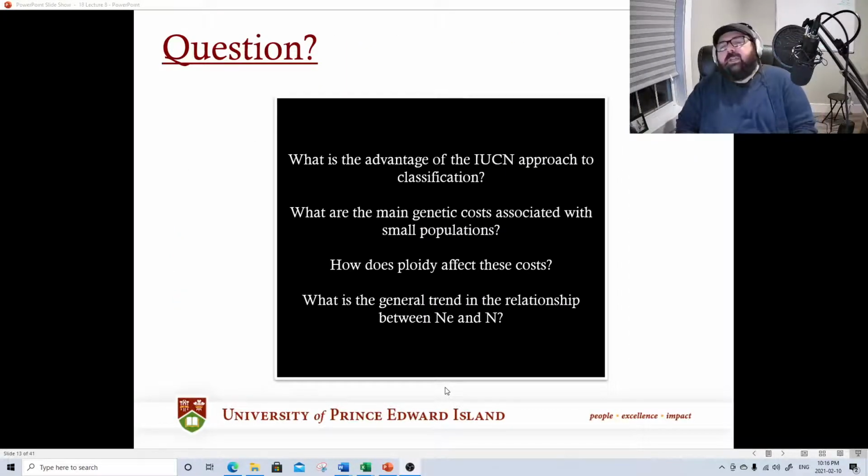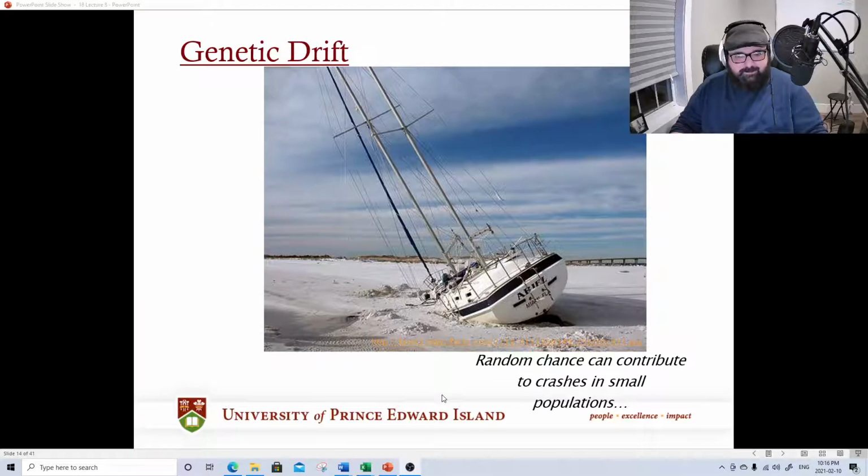So what are the advantages of the IUCN approach to classification? What are the main genetic costs associated with small populations? How does ploidy affect these costs? That's a really good question. What is the general trend in the relationship between effective size and census size? And just for fun, I'm going to put one of these questions in your mid-semester test. So go in and think about these and make sure you know how to answer them. Potentially use the discussion forum.